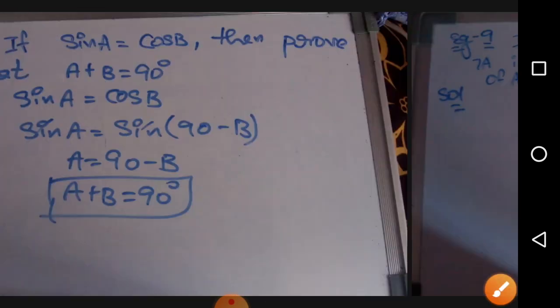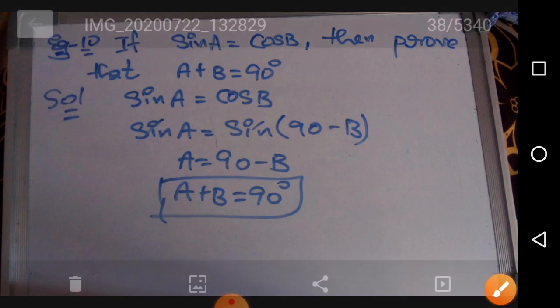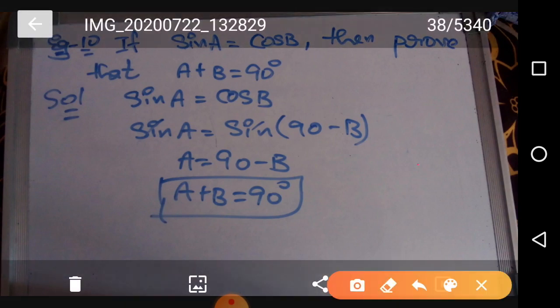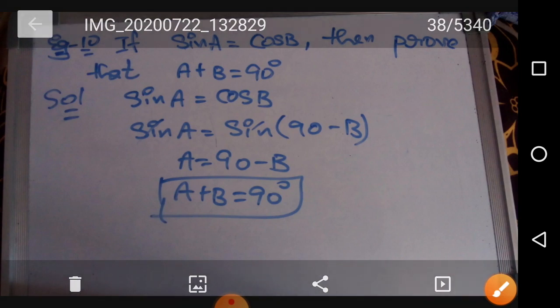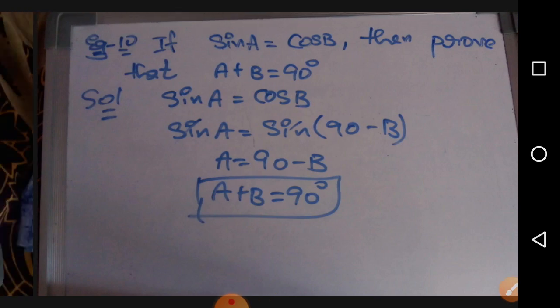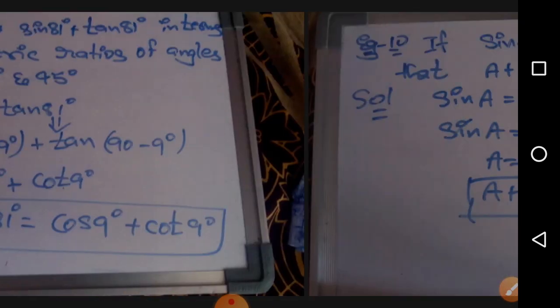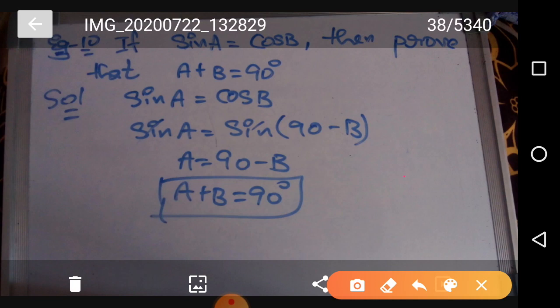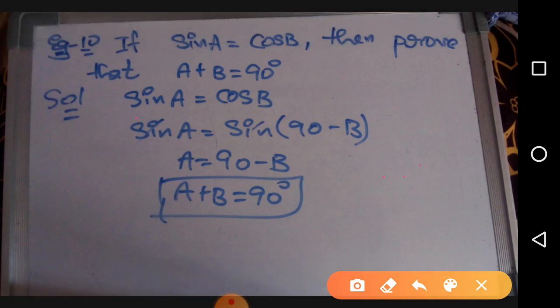Okay, let's move on to example 10. If sin A equals cos B, then prove that A plus B equals 90. Very easy question. You can even extend the steps that are given by writing. Okay, so the given is sin A equals cos B. Where is it? Here it is. So sin A equals cos B.